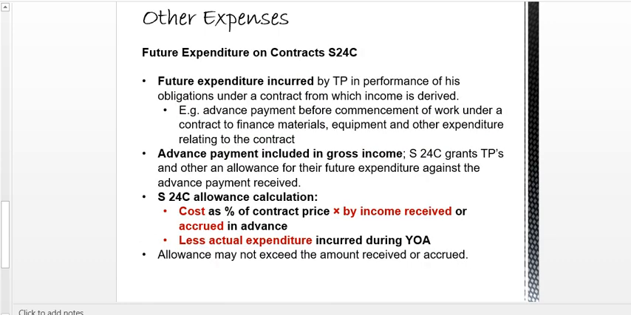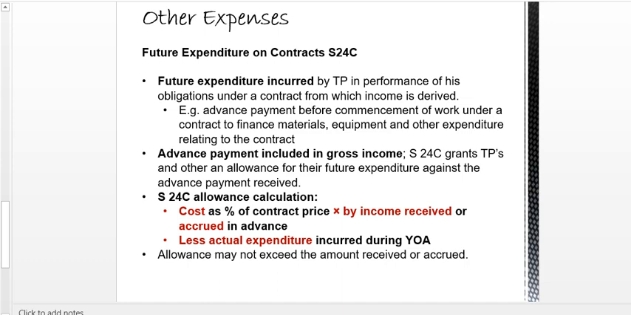Okay, future expenditure on contracts, section 24C. So that is what we went through when we spoke about a building project. So a building project, you've got your contractors and they need to buy certain material before they can commence their work. So this expenditure which is being incurred for the future work that will be done, that is an allowable deduction. So the advance payment is included in the gross income.